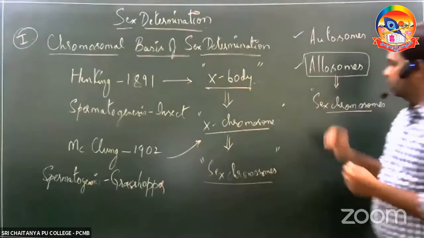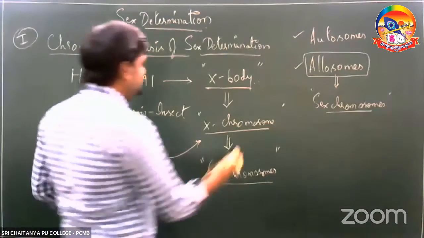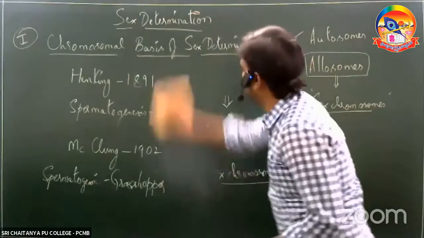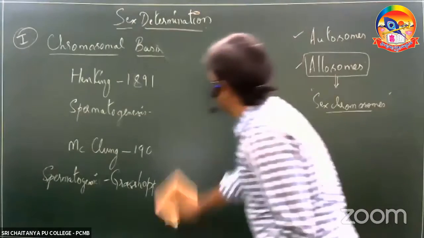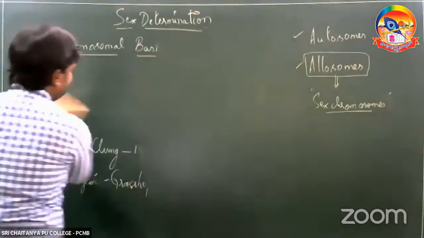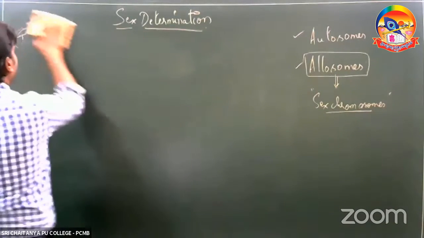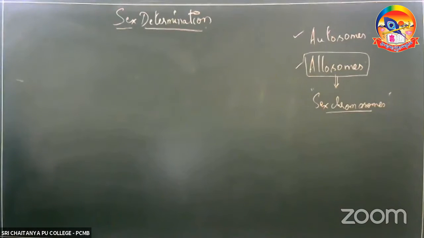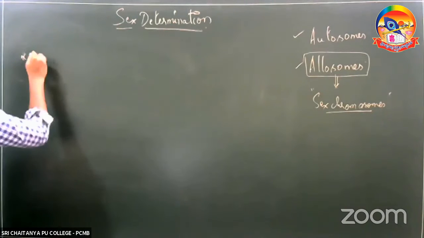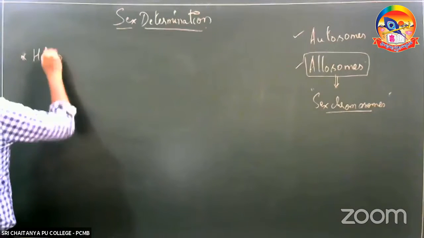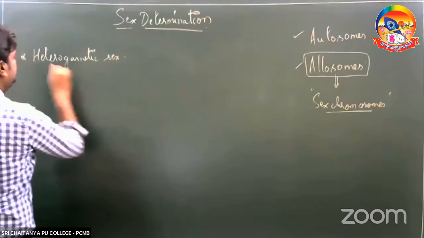Now, let us put it this way. The sex that produces two different types of gametes, we call the heterogametic sex, right? So what exactly is this heterogametic sex?